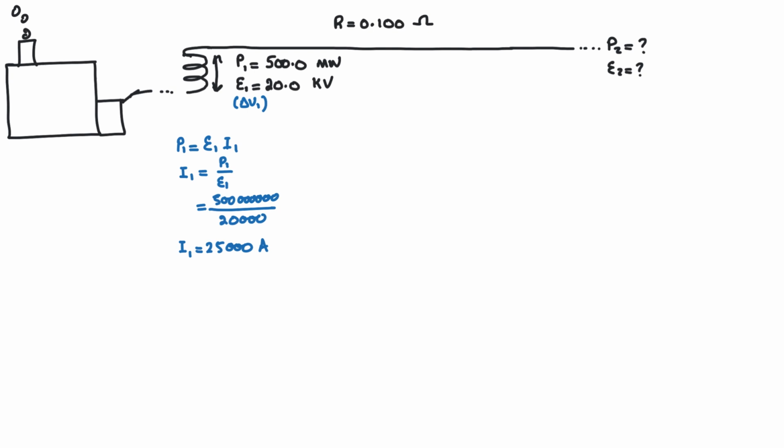Again, because this is only one wire, we're not really splitting the current anywhere. That would mean that the current across all of this wire is going to be the same amount. Now, this is the power that's generated at the power station.